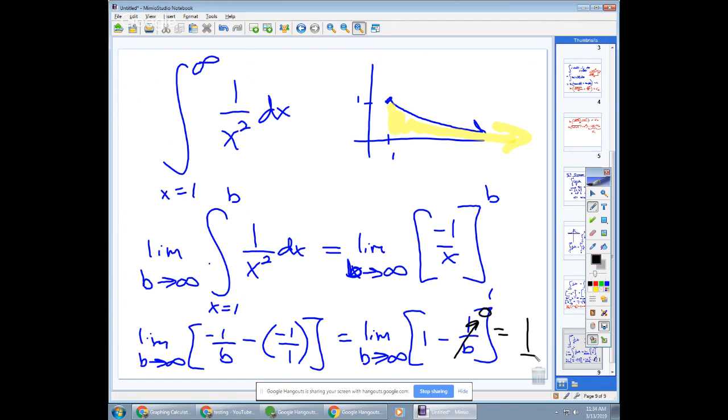And so it turns out there is a finite amount of area under that curve, even though we're going to the right forever looking for area. This thing crashes down toward the axis fast enough to have a finite amount of area as we move out there. Okay. So here's a different way to think about it.